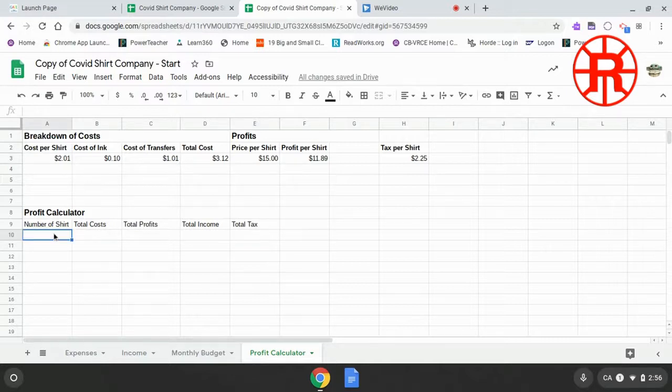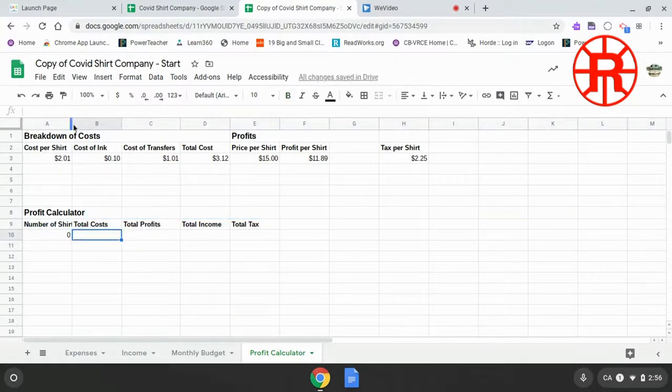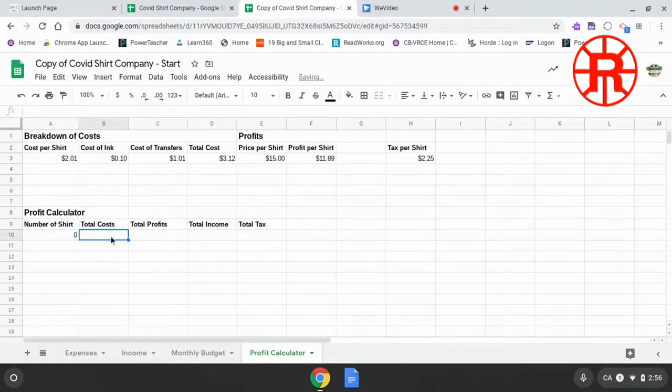So I'm going to start with a 0 for the number of shirts, just to have a number in there that we can use for our calculations. And I'm going to make all these titles bold. And I'll resize this to fit. So our total costs is going to equal the number of shirts multiplied by our total costs from up here.